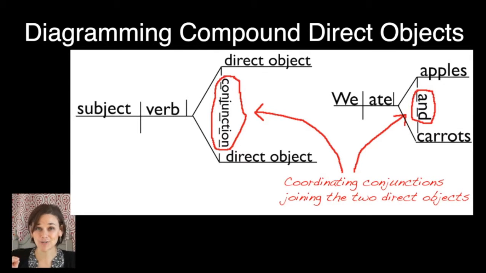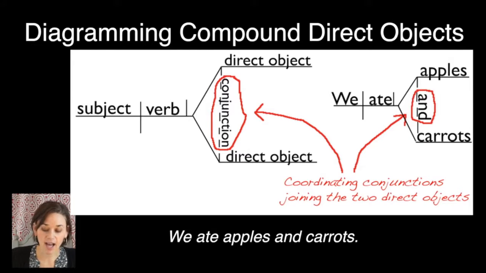We have the subject and the verb, and then the line splits at the direct object so that we can have both of the direct objects. So the example is we ate apples and carrots. Our direct objects are apples, carrots, and we have both of them on that split line with the coordinating conjunction and going right between them. You can see from our diagram that both of the direct objects have the same subject and the same verb. We ate apples and carrots. So both of those direct objects are getting action from the word ate.